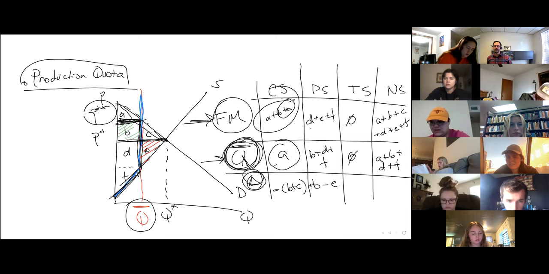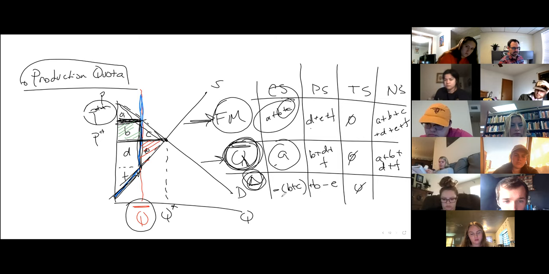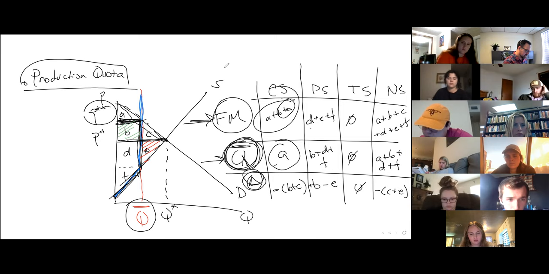Change in taxpayer surplus is nothing. There's no taxpayer surplus in either of these events. So what is the change in total welfare? It's negative B plus B, so the Bs cancel out, and then it's minus C minus E. So minus C minus E, that area is a deadweight loss, and it's right here.